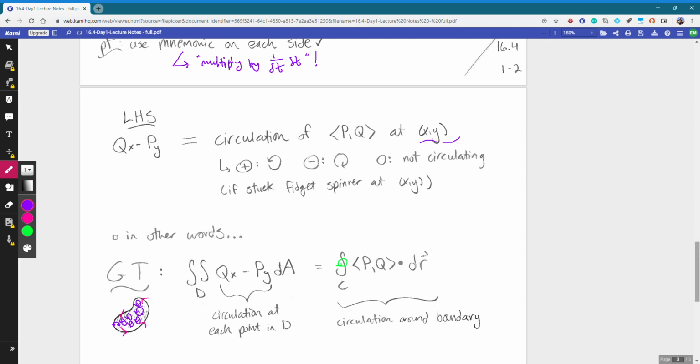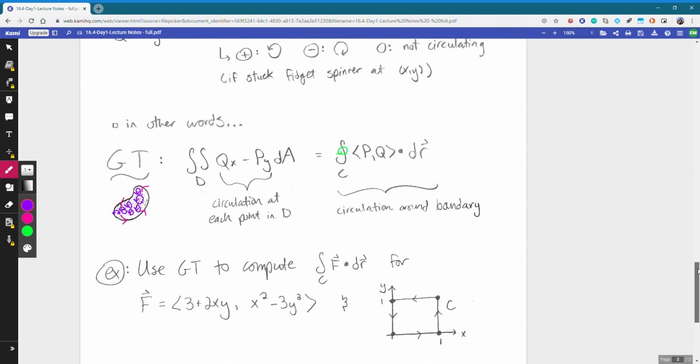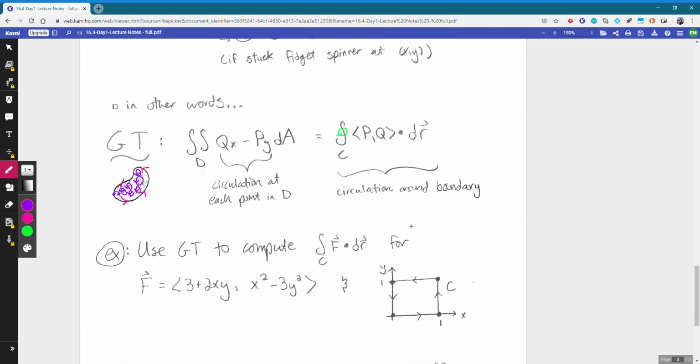Okay, so that's a little bit of physical intuition for what's going on with Green's theorem. Let's do one more example. So let's use Green's theorem to compute the line integral for a vector field, where our vector field is right here, and we're moving along this curve here, the boundary of the unit square in the counterclockwise direction.